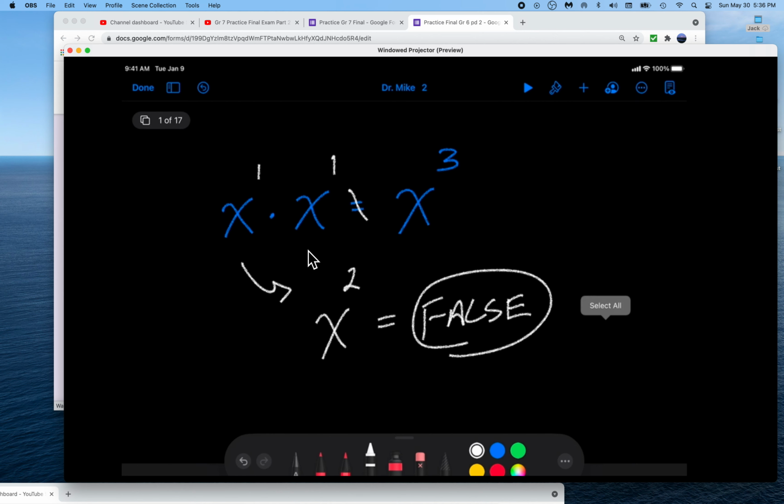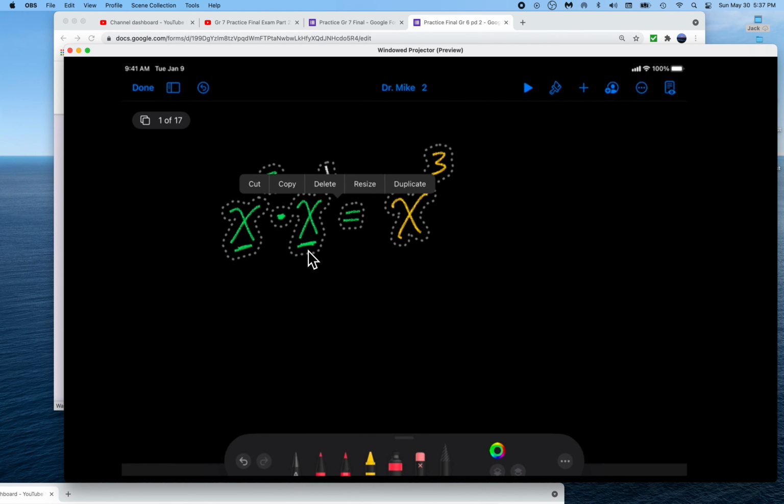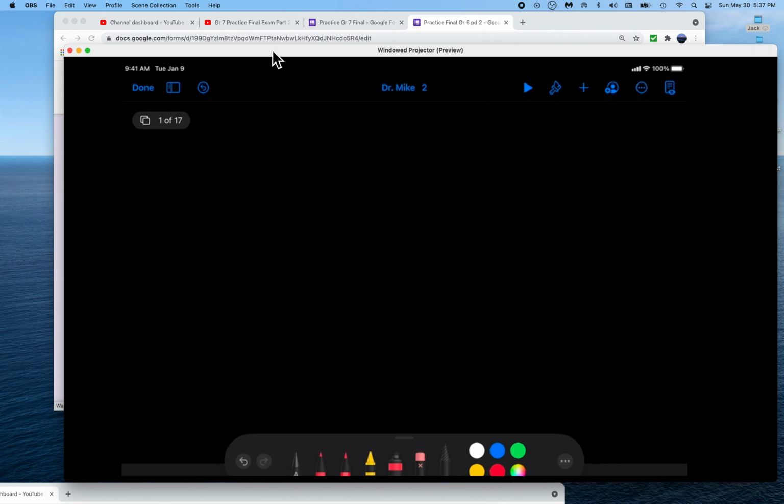Okay, let's do another one. If you have x squared times x, what would that equal? You have the same base, namely x. You're multiplying, therefore you are allowed to add the exponents. There's a hidden 1 there, so this would become x cubed. Next one.